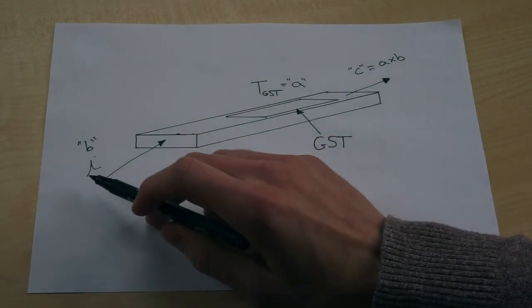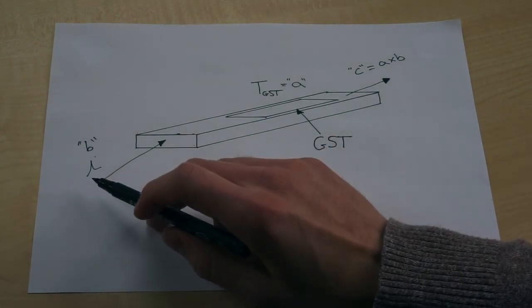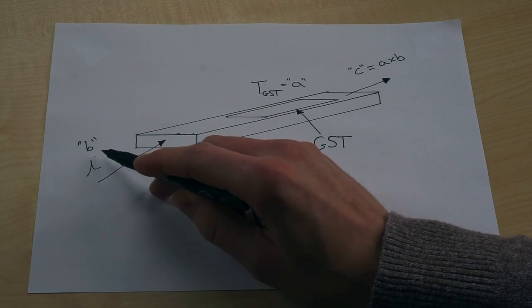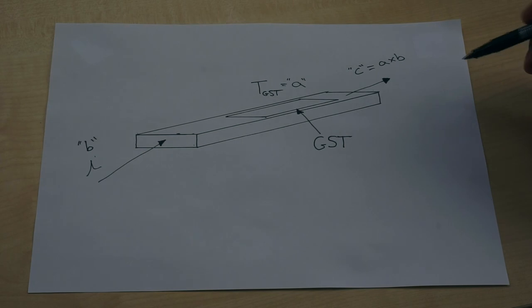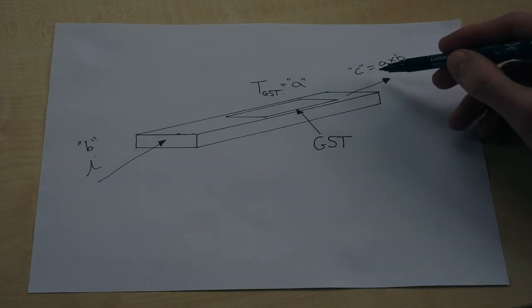Next, we send a second optical pulse, which is at a much lower power. This encodes the second number, B, which we wish to multiply with A. Finally, we measure the output power on a photodetector, which is the multiplication of both A and B.